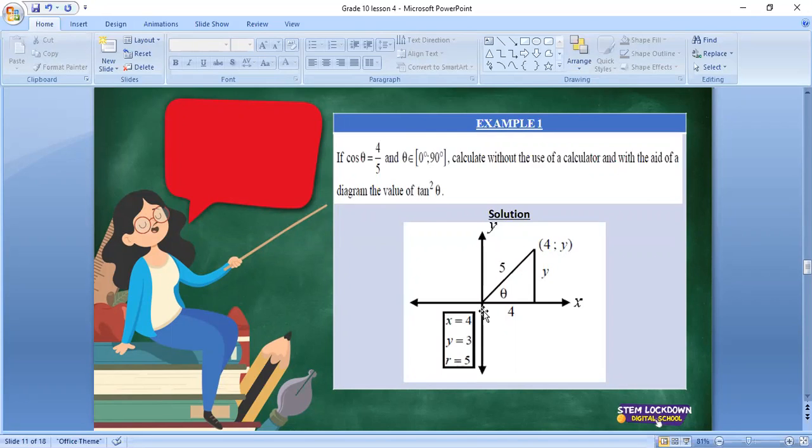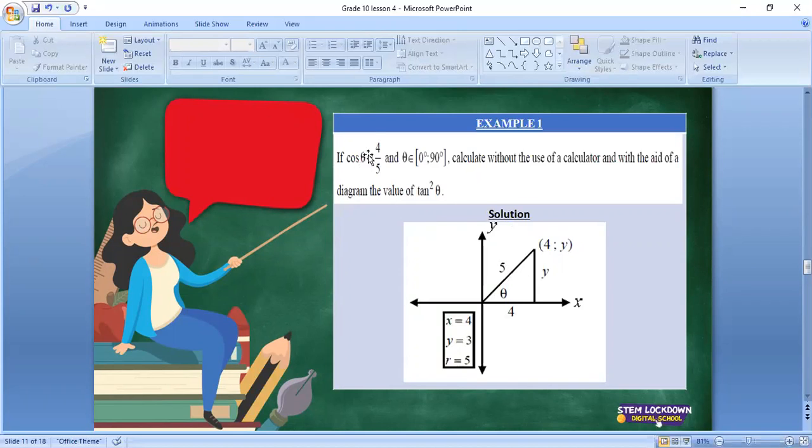So using the diagram, you draw the diagram now. You must draw your terminal arm in the first quadrant. Why the first quadrant? Because our theta is between 0 and 90. So you draw your Cartesian plane, you draw your terminal arm in the first quadrant, you put your theta along the positive x-axis, and then you have to complete this triangle. How do you complete it?